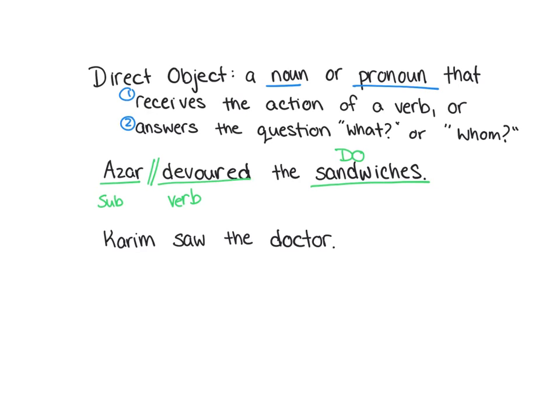Our second example is Kareem saw the doctor. So the who or the what that did the action is Kareem. He is the subject, and he saw the doctor. So saw is our verb or our action word, and so the doctor received the action of seeing, or you could ask, what did Kareem see? Oh, Kareem saw the doctor. So doctor is going to be our direct object in this sentence.